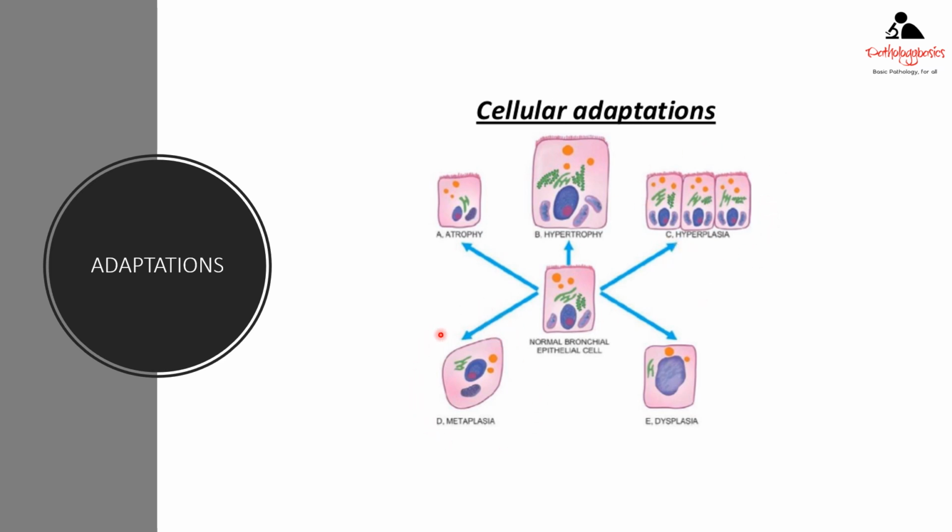D is metaplasia, where one cell type is changing to the other. We'll come to that when we study metaplasia. For now, it will suffice that one type of cell is changing to another, or we can say a columnar cell is changing to squamous cell. And lastly, E is dysplasia. Dysplasia is a precancerous change. We'll be studying it in the chapter on cancer, not over here.